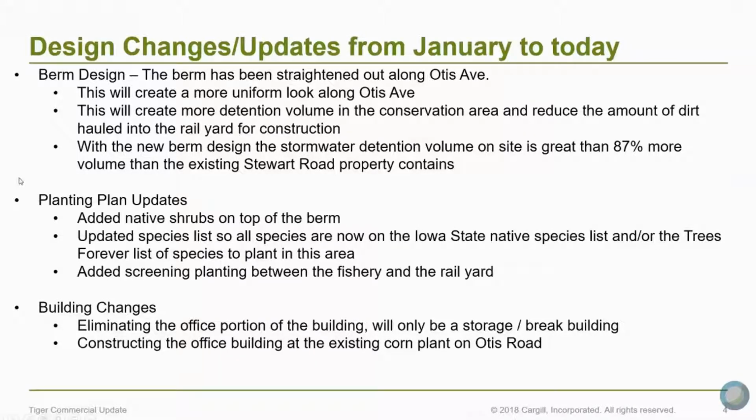We've made a couple changes to the office building that we're going to put on site. We are removing the office portion of the building. So instead of an office and a storage building, this will be only a storage building. Having said that, we will still maintain the aesthetics of it to make sure that it fits on that plot of land and isn't an eyesore. Instead of constructing the office at the rail yard, we will be constructing an office building at the existing corn plant on Otis Road for our rail moving employees to work out of.